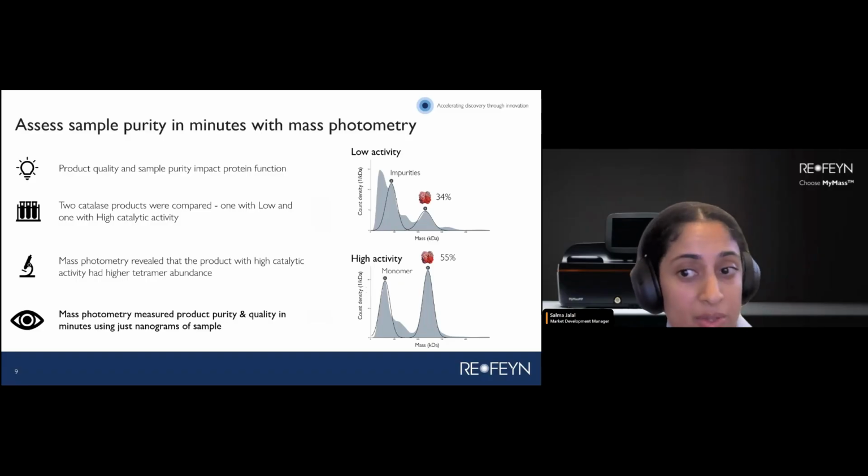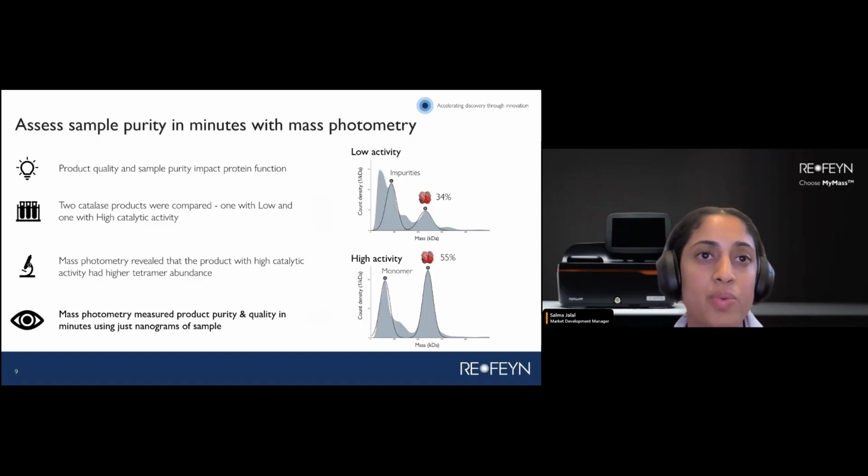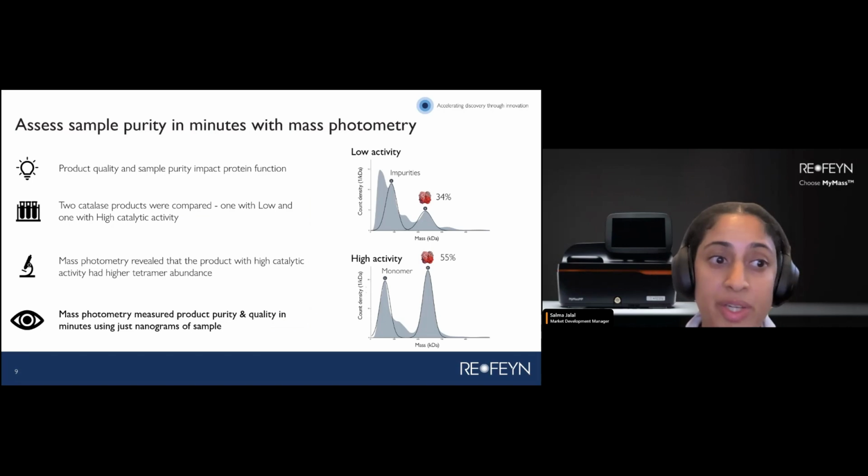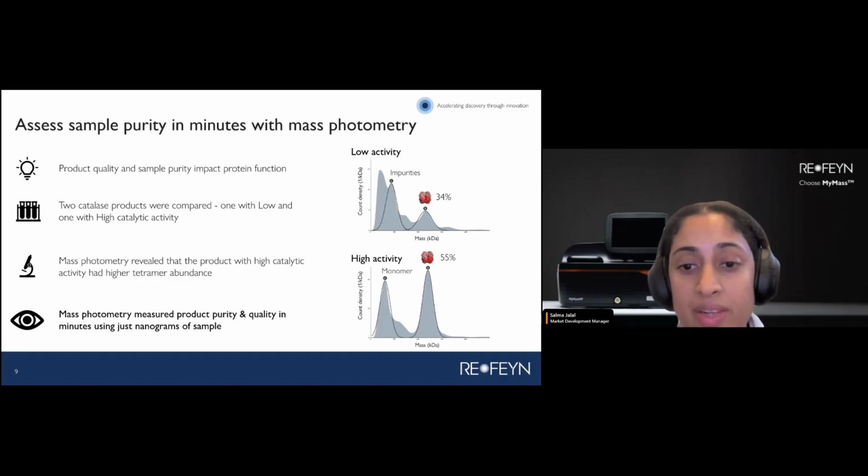MyMass MP can be used to rapidly check product purity and quality while conserving sample for downstream analytics. So in this example, say you have two products and you want to be sure which reagent is better to use for your downstream analytics. You can compare the purity and quality using MyMass in a minute and using virtually no samples. So you're conserving your sample for later analytics.